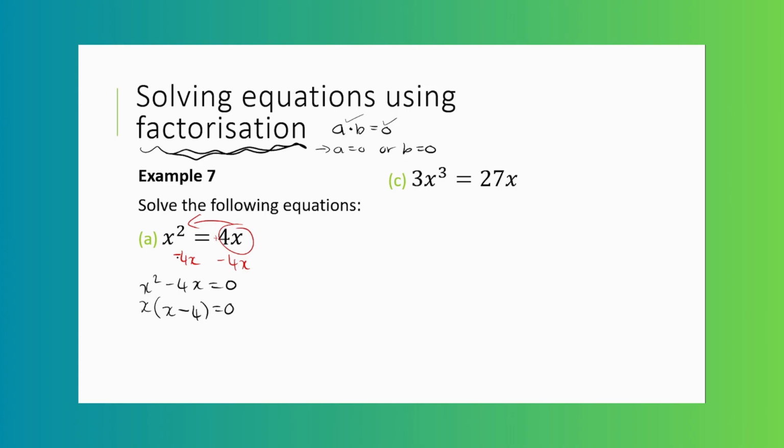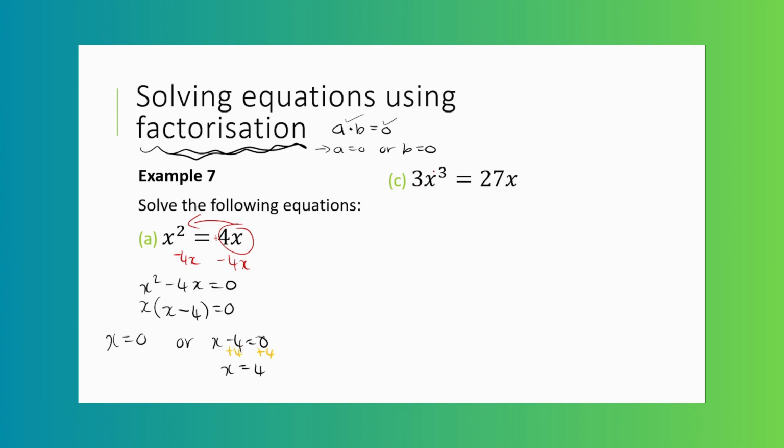That's very important. So then we just say either our first product is 0 or our second product is 0. This one is already solved. This one we just need to get the minus 4 to the other side by adding 4. So our answers are x is 0 or x is 4.